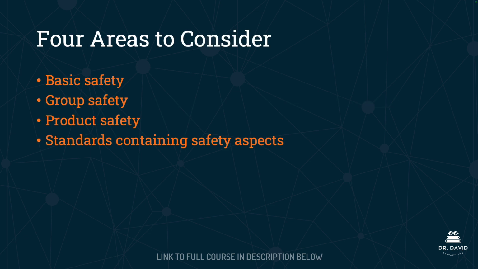There are 4 areas to consider, and I know this is a really heavy lift. This is all you need to remember for this particular document for the exam. 4 areas to consider: basic safety, group safety, product safety, and standards containing safety aspects. So as far as what to remember, I would definitely commit these 4 areas to memory, and then remember that the ISO/IEC Guide 51 safety aspects focuses on safety.